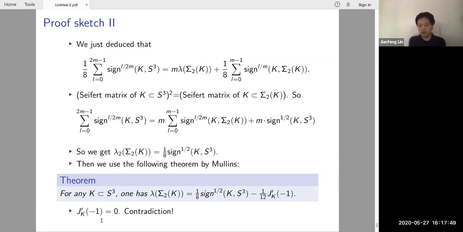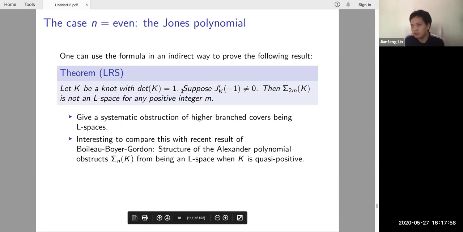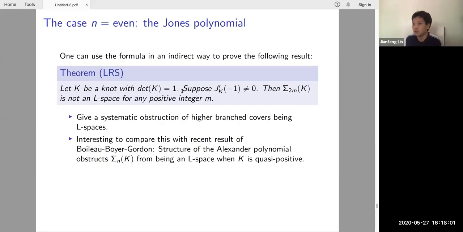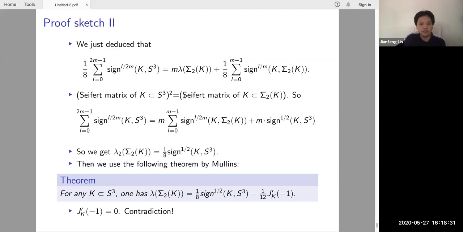A quick explanation of how the Jones polynomial appears in this obstruction: by Mullins' work, the Jones polynomial is related to the Casson invariant of the double branched cover. And the Casson invariant, by the work of Lim and Chen, is actually equal to some normalized count of monopoles on 3-manifolds. So by these two steps, the Jones polynomial comes into this story. Okay, so that's the sketch of the proof, and I think that's all I want to say today. Thank you.